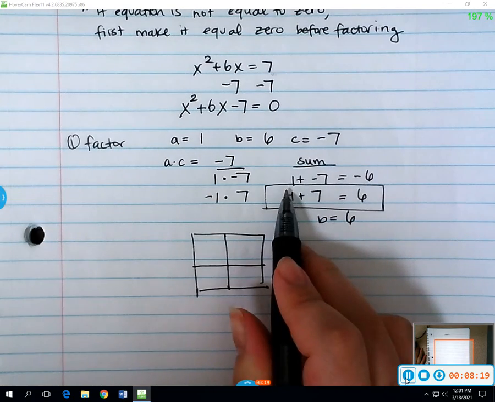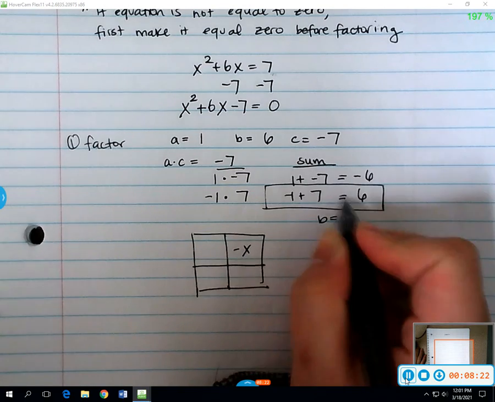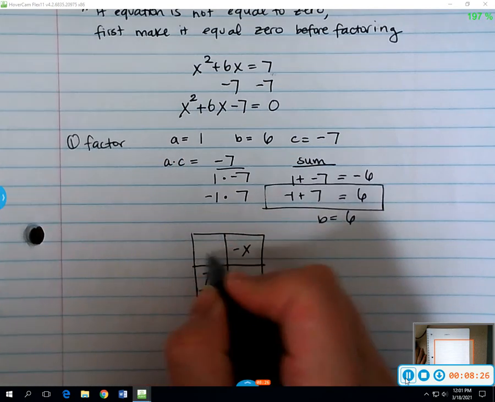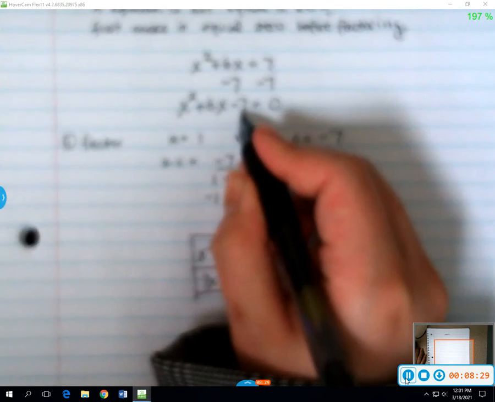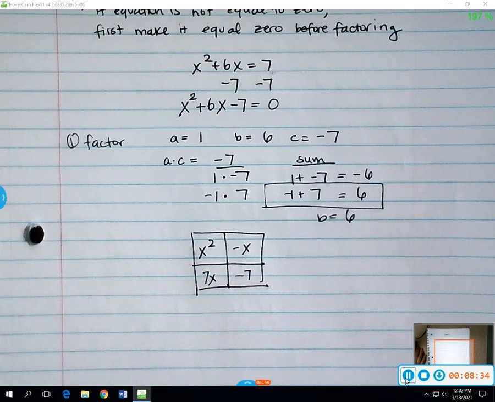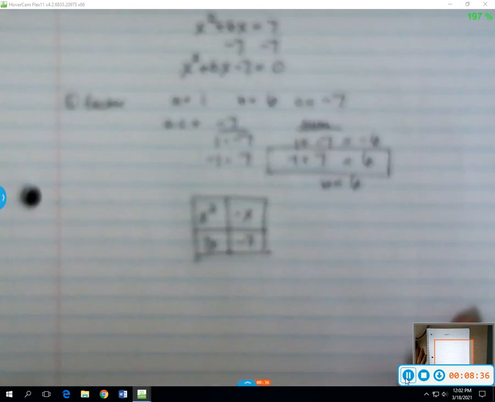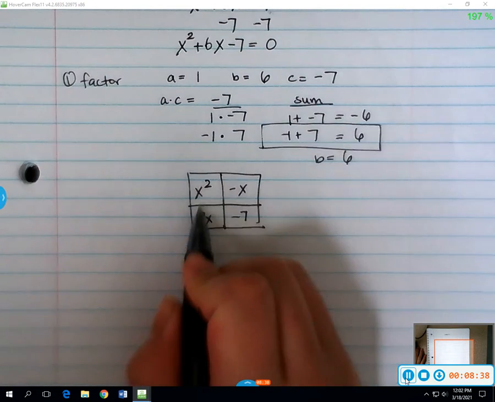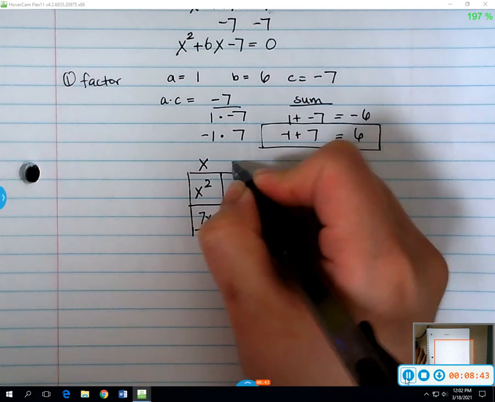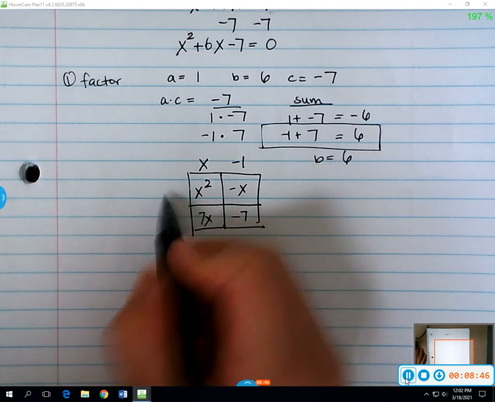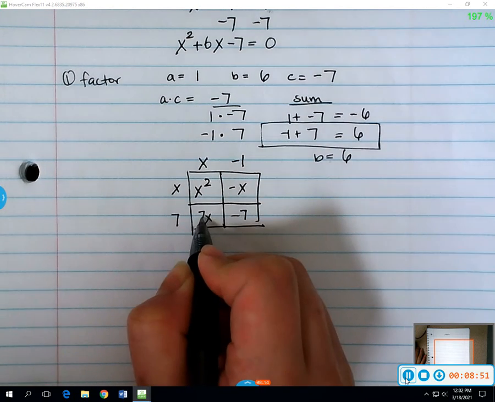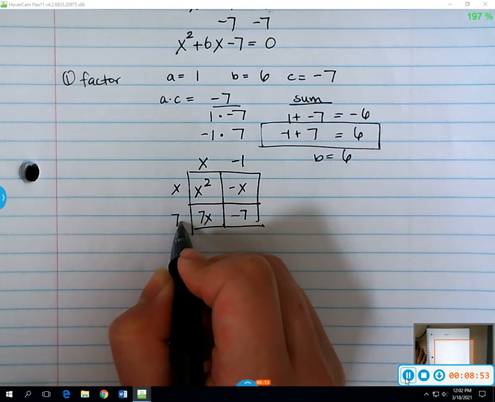Inside our box we have negative x and 7x. Our first term was x squared. Our last term was negative 7. And then we write our greatest common factors on the outside. The GCF for these two boxes is going to be x. The greatest common factor between these two is negative 1. And we have another x out here and a positive 7, because remember, if the number next to it is positive, your factor is going to be positive.